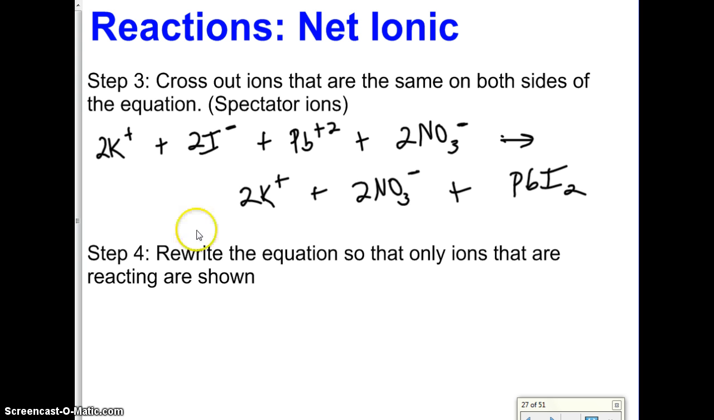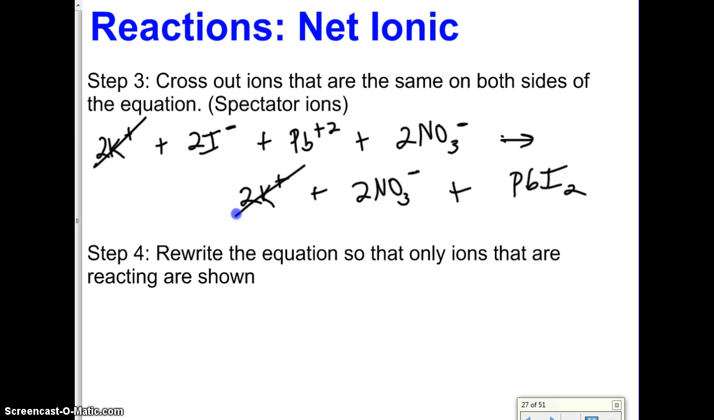So this is why having this charge in here is important. We'll look at one in just a minute where you can have an ion on this side, but over on the other side of the arrow it becomes an element, so it no longer has a charge. So they cannot cancel out. It has to be the exact same thing and the exact same number to be able to cancel out. So for example, 2 potassium ions, 2 potassium ions.